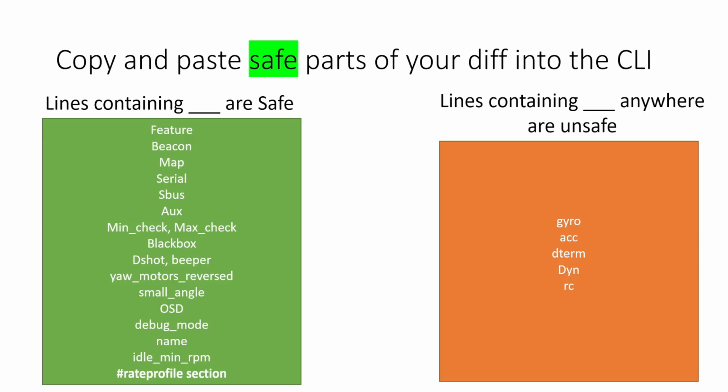In order to help you with copying and pasting your diff between Betaflight 4.2 and 4.3, I've created this little guide. Lines containing the words that are in the green box are likely to be safe to paste between 4.2 and 4.3. However, lines that contain gyro, ACK, dterm, dyne or RC are not safe and you shouldn't paste them between Betaflight 4.2 and 4.3.